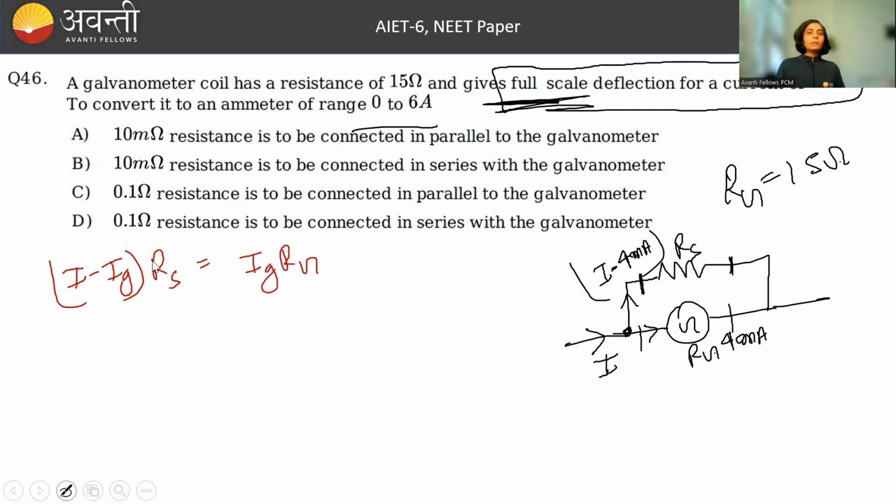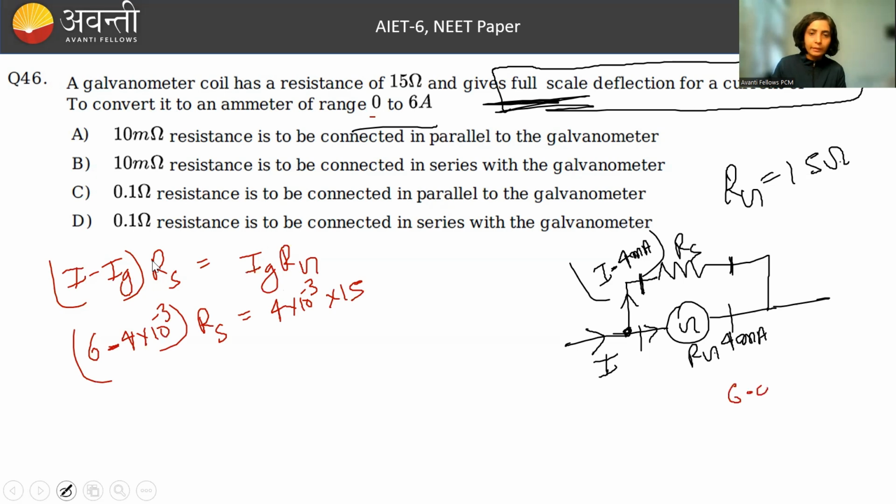Okay. Now put the value here. So I, the maximum current that it can measure, is how much? 0 to 6. So 6 ampere minus Ig, which is how much? 4 into 10 to the power minus 3. Okay. Rs is how much? We don't know. We need to calculate. Ig is 4 into 10 to the power minus 3 into 15. Okay. So this will become how much? Again you subtract this. If you have more difficulty, simply write the thing.